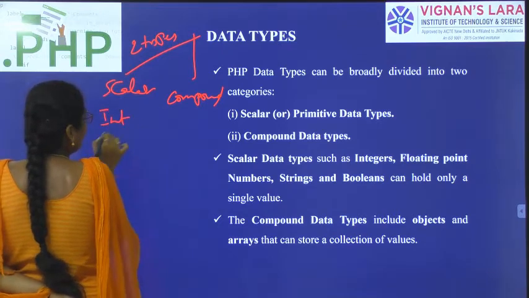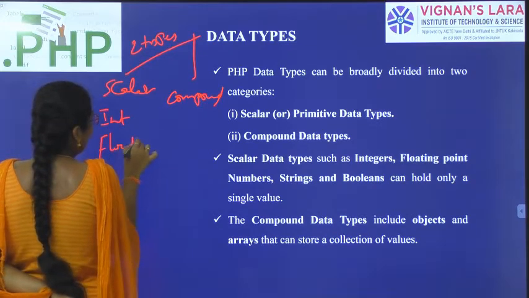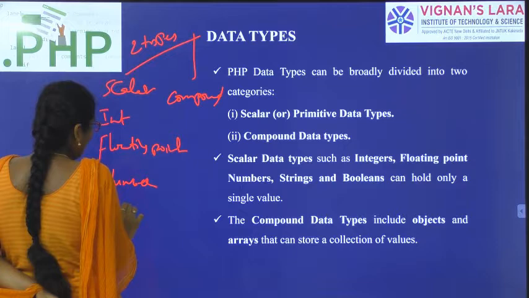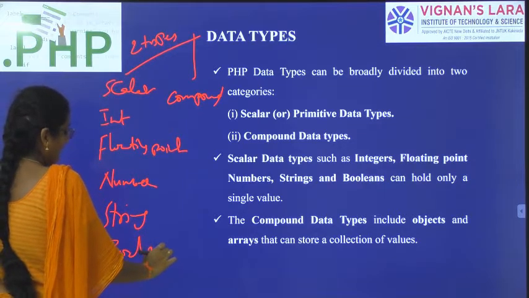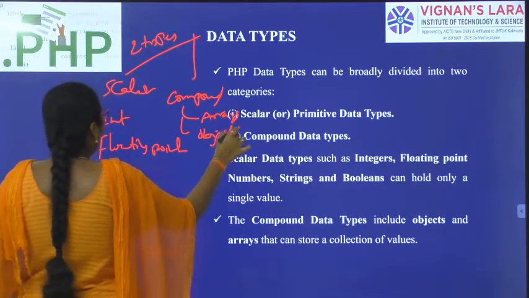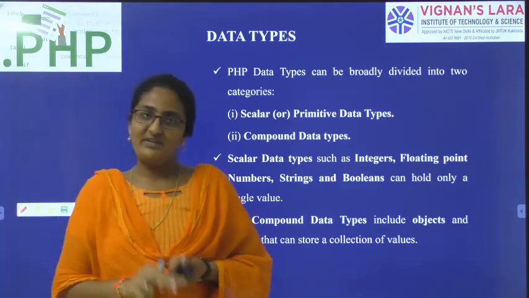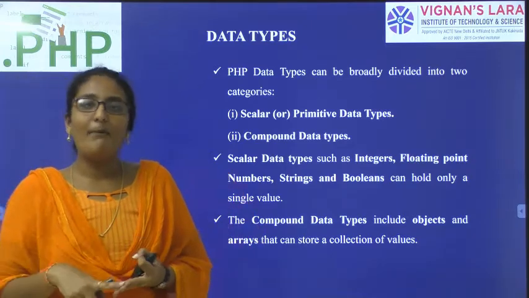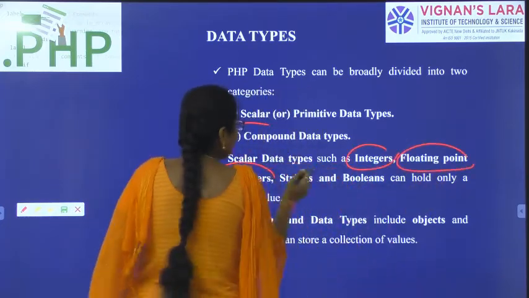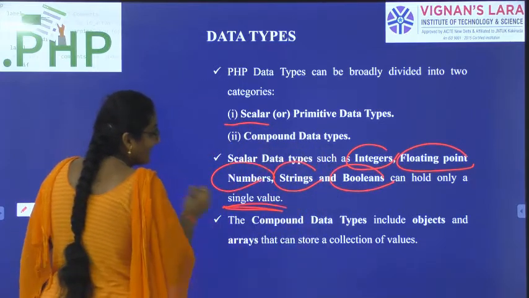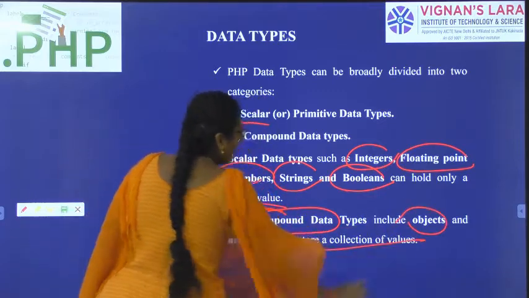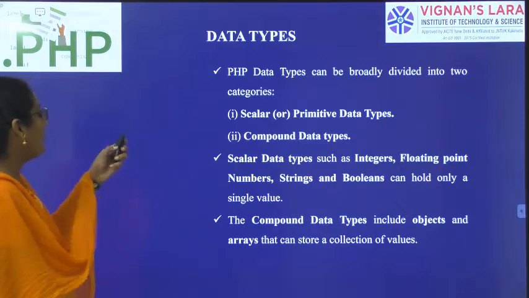Scalar means integer, floating point number, string, boolean. What is compound? Arrays and objects are compound data types. So two types of data types we have: scalar or primitive, and compound. What will come under scalar data types? Integers, floating point numbers, strings, booleans, which can hold only a single value. What is a compound data type? Objects and arrays, which can hold a collection of values.